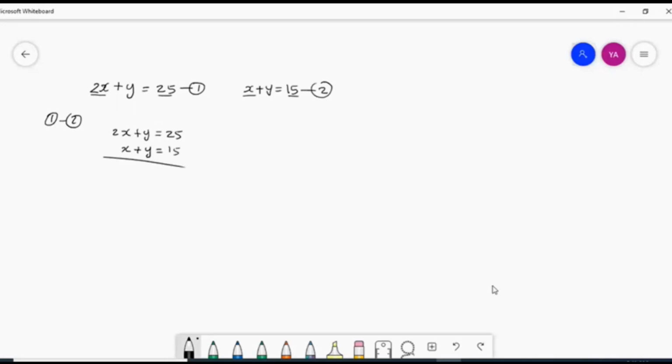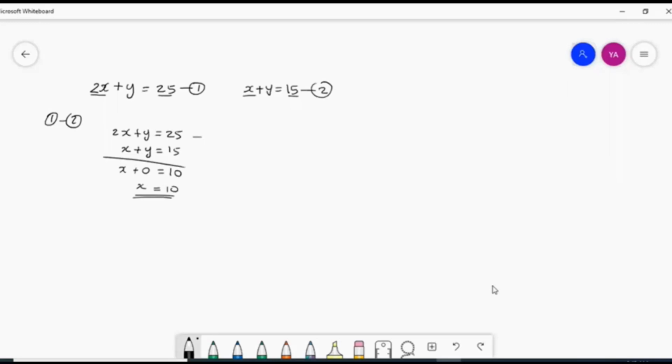Then subtract. 25 minus 15 is 10, and y minus y is 0. And 2x minus x is x, right? That is x is equal to 10. So we got x is equal to 10.